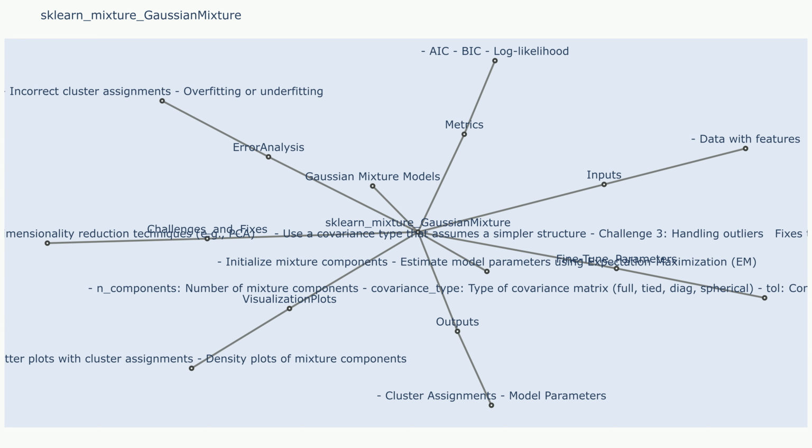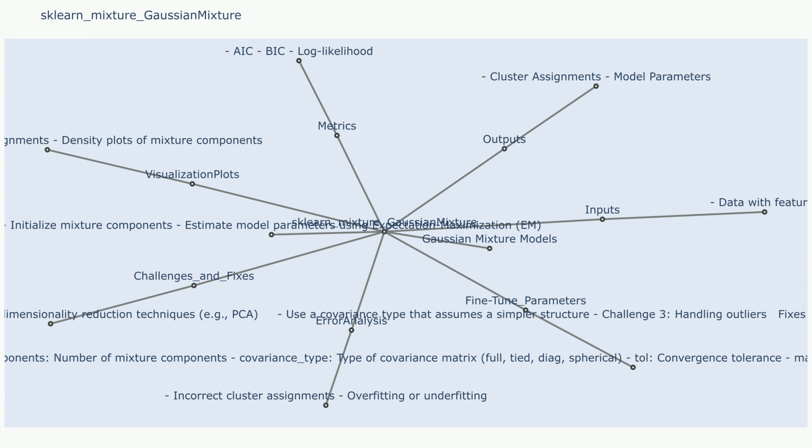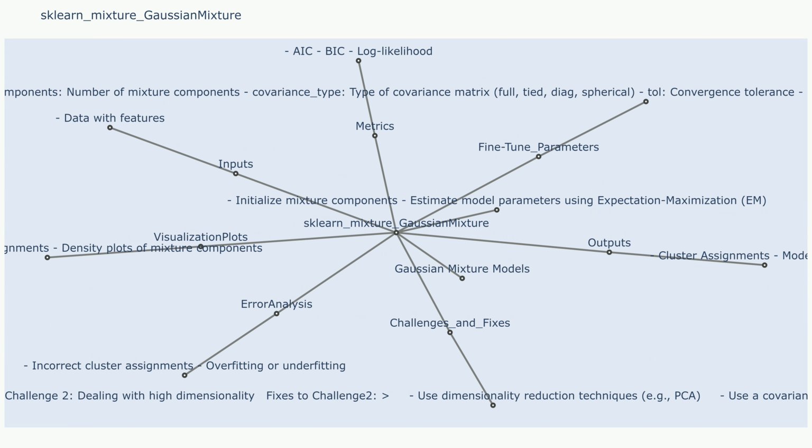Fine-tune parameters. n_components, the number of Gaussian components in the mixture model. covariance_type: the type of covariance matrix to use for each Gaussian component. Can be full, tied, diag, or spherical. tol: the tolerance for the stopping criterion of the EM algorithm. max_iter: the maximum number of iterations for the EM algorithm. random_state: the random seed for initializing the model.